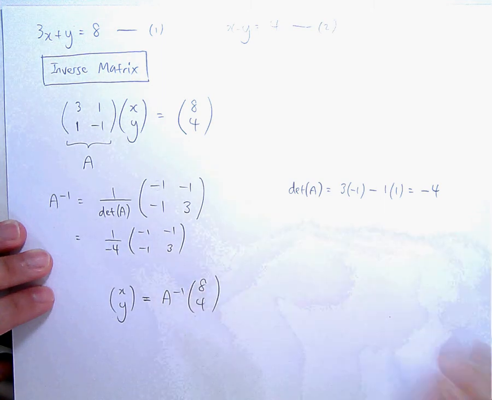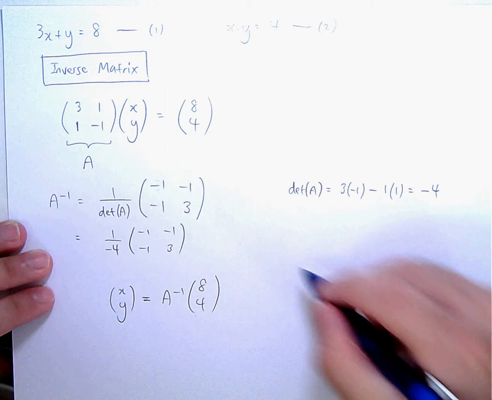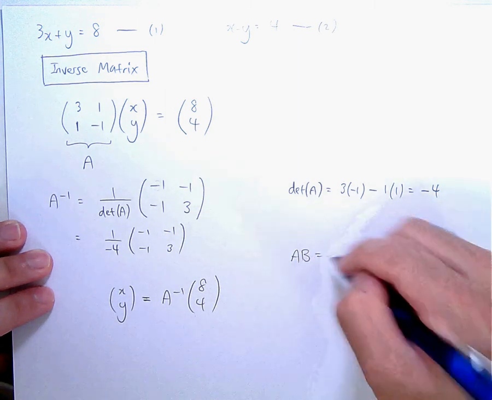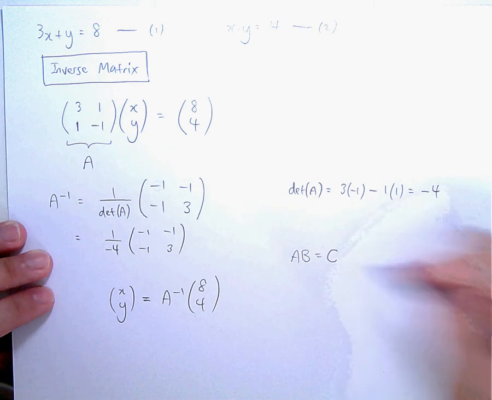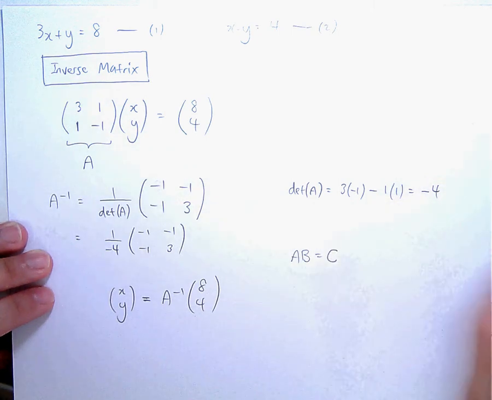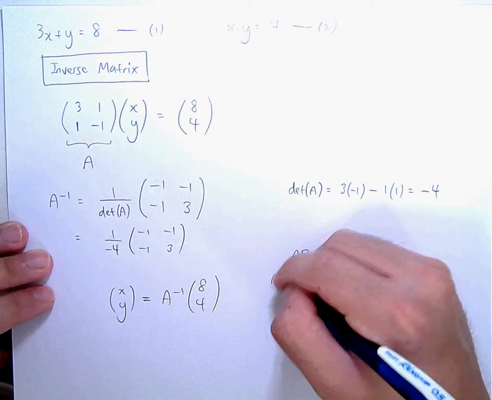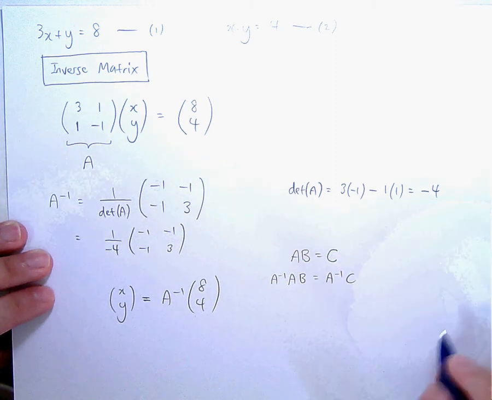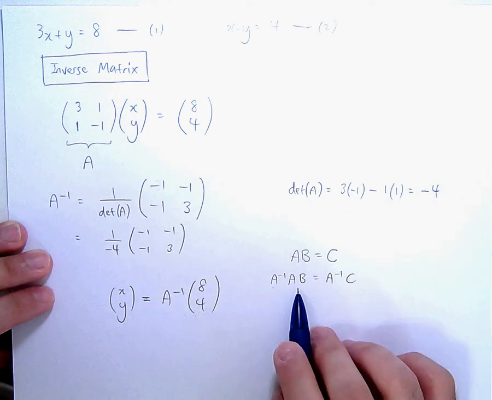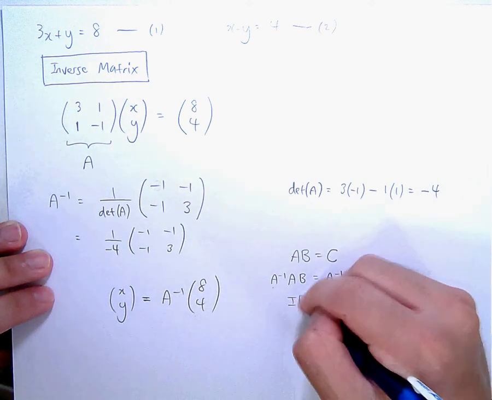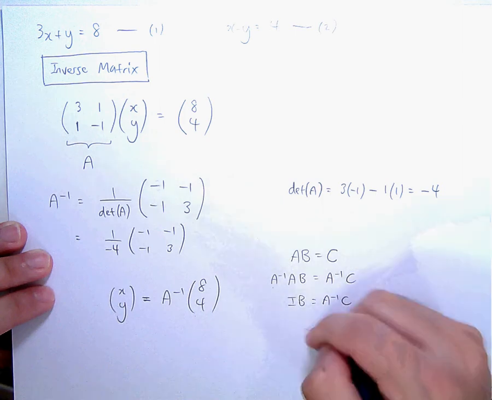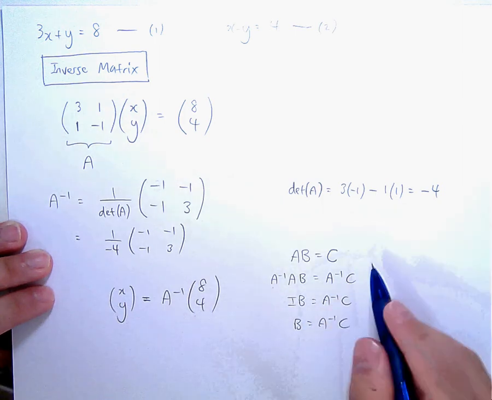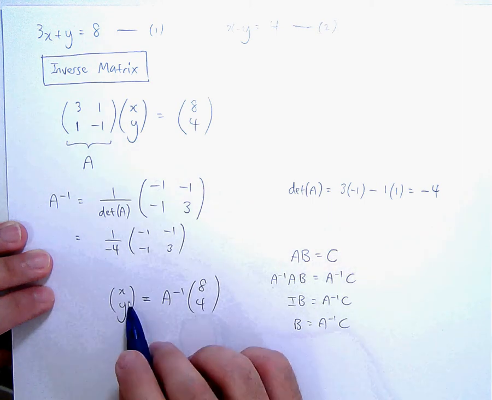8, 4. Maybe just a side note, just in case you've forgotten how to do this. Let's say matrix A times matrix B will give me a matrix C. To get matrix B, we will have to multiply A inverse on the left hand side of each matrix, and A inverse times A will give me an identity matrix, and therefore B is just A inverse C. So we're using this idea to help us solve for x and y.